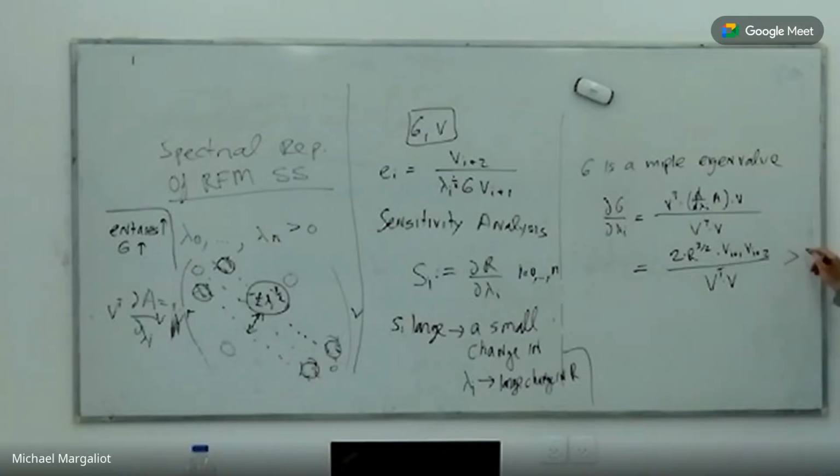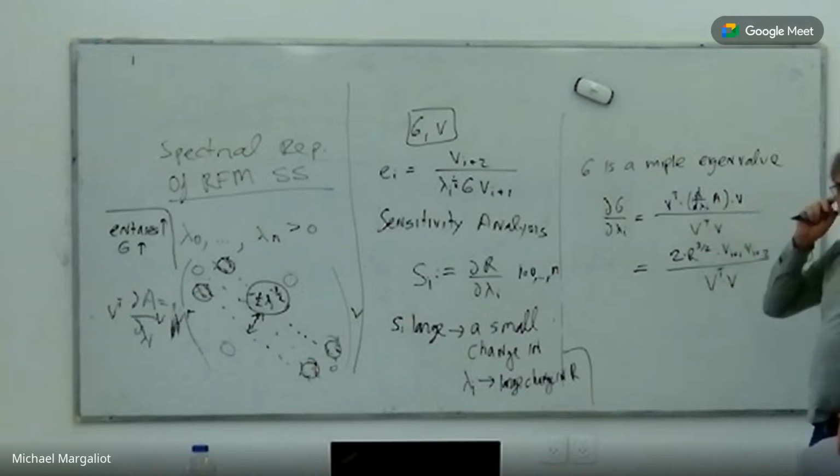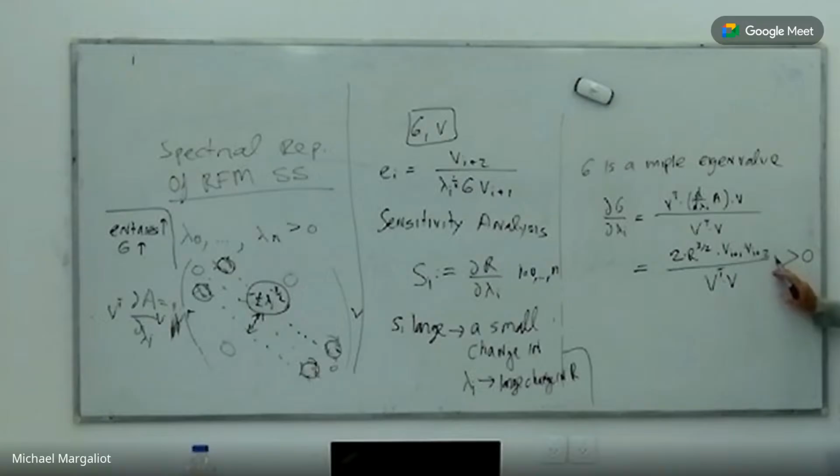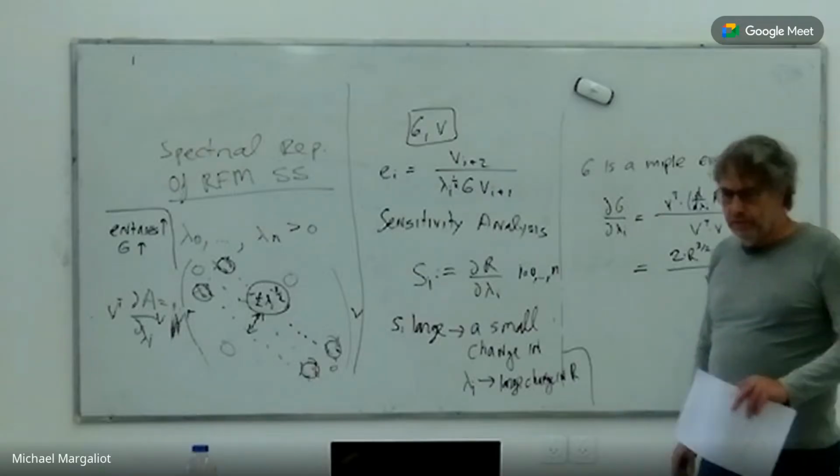And also, I see immediately now that this is positive. Why? R is positive, it is the steady state production rate. Every entry in V is positive, so this is positive. So I see now that the intuition that I explained to you, that when I increase the lambda i's, the sigma can only increase, is valid, but here I get much more. I get not only that this is positive, but actually an explicit expression for the derivative.